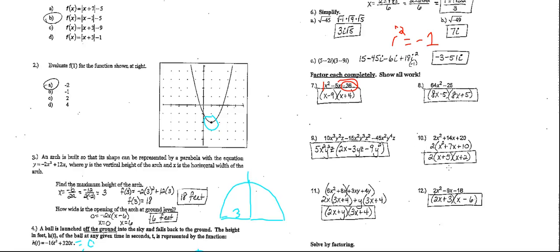Number 10, I look for a GCF first. It's 2. I pull out a 2, and that's helpful because now I'm dealing with a simple trinomial. So look at what's left. It's a trinomial. What multiplies to +10 and adds to 7? 5 and 2. And don't forget the GCF on the outside.